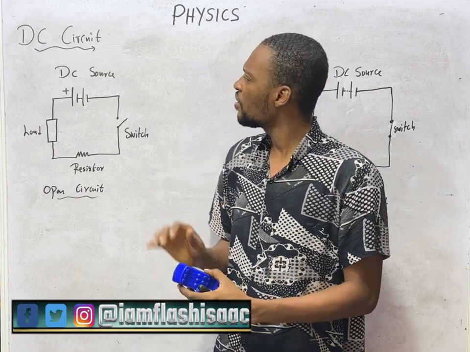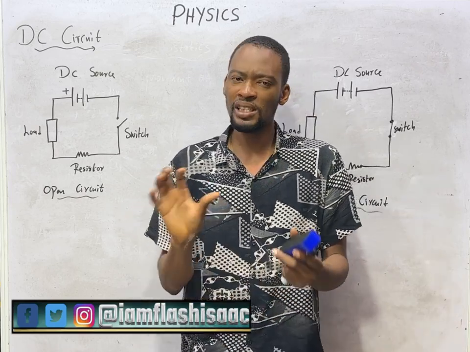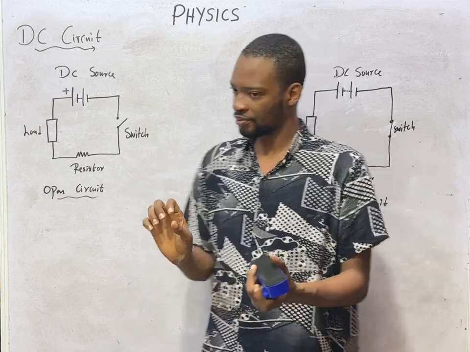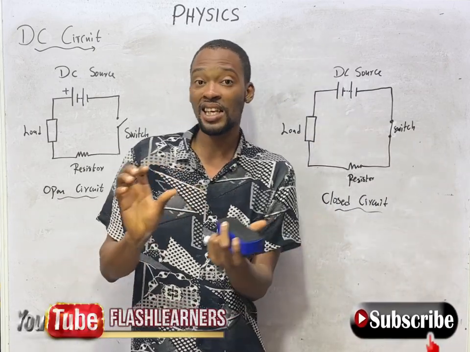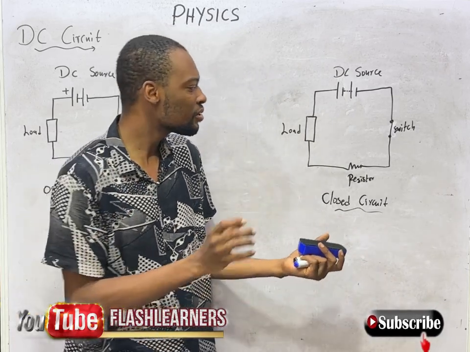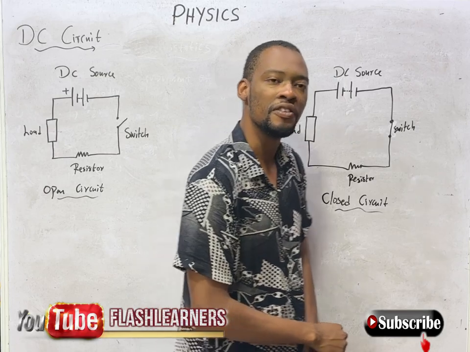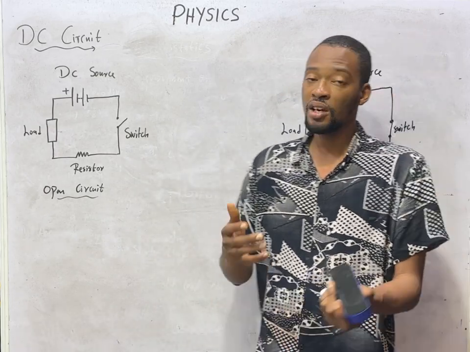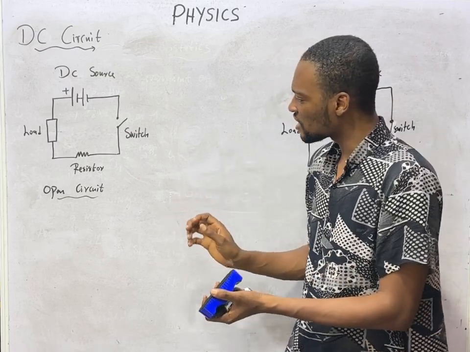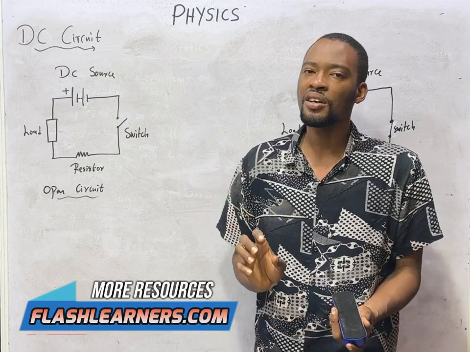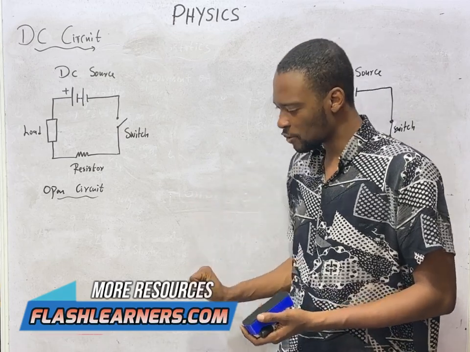In this episode, we shall be looking at the DC circuit, and I promise to analyze certain terms when it comes to current electricity. I mentioned terms like EMF, electromotive force, PD, that's potential difference, current, internal resistance, resistors. All these shall be taken care of in this episode.